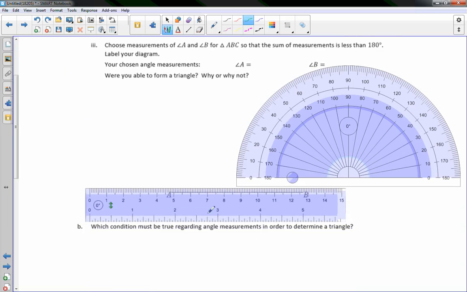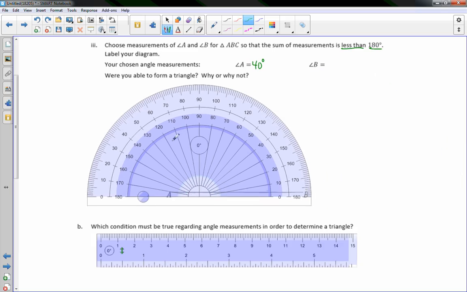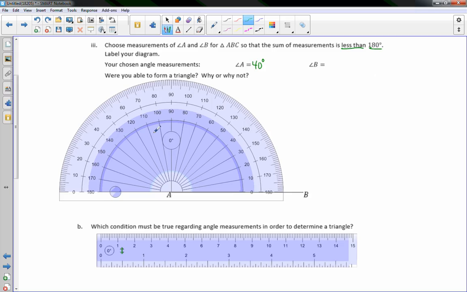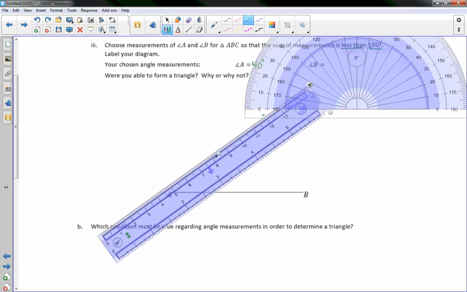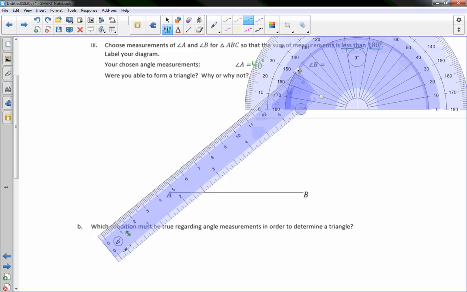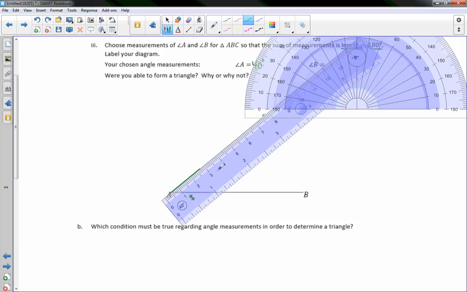Now it says to choose measurements of angle A and angle B for triangle ABC so that the sum of the measurements is less than 180. So I'm going to use that same 40 degree angle just for kicks, and I'm going to move my protractor over here, put it right on A. The 0 line is right on my line segment. 40 is right here, and I'm going to get my ruler, and remember I can do that rotation of 40 degrees, and when I draw my line segment, it's going to go through that segment that I just made.